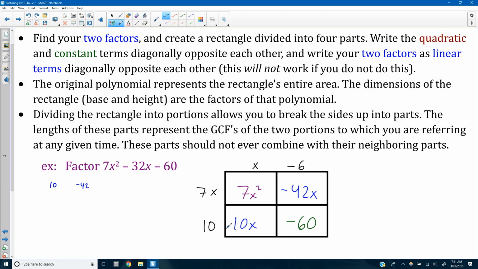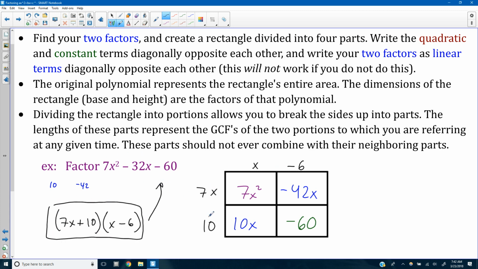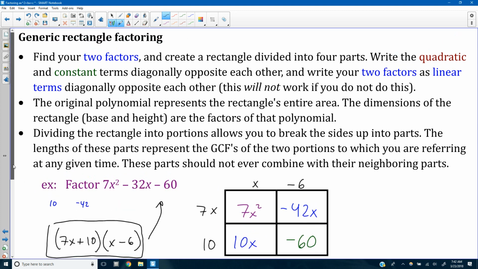If I add this side with this side, I get the entire height. If I add this side with this side, I get the entire base. And if I multiply them together, I should be getting that area. So this is the factored form, 7x plus 10 times x minus 6. Base times height equals that. So good. I'm going to make sure to do 4 more problems with that generic rectangle, but that's the understanding behind it, the setup, and what you're trying to accomplish there.